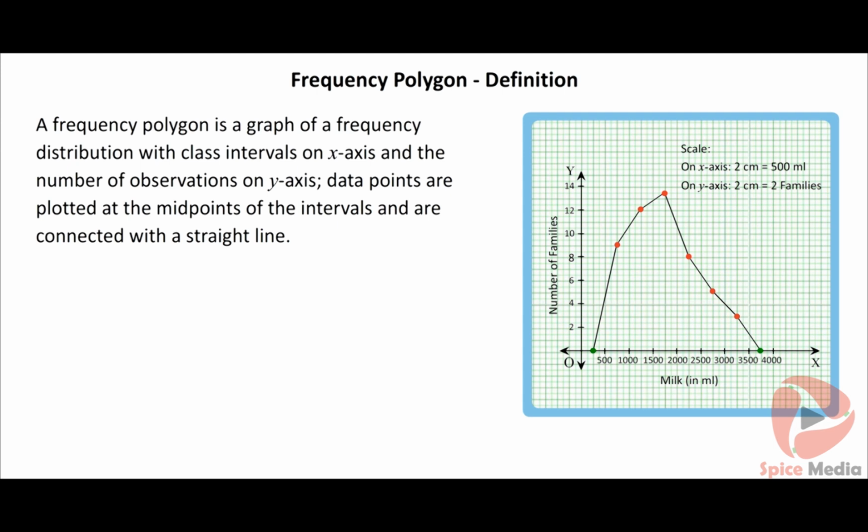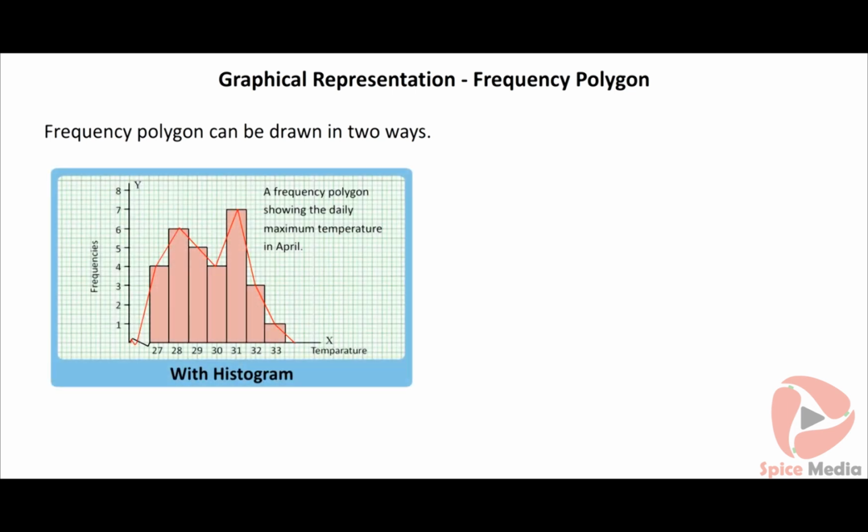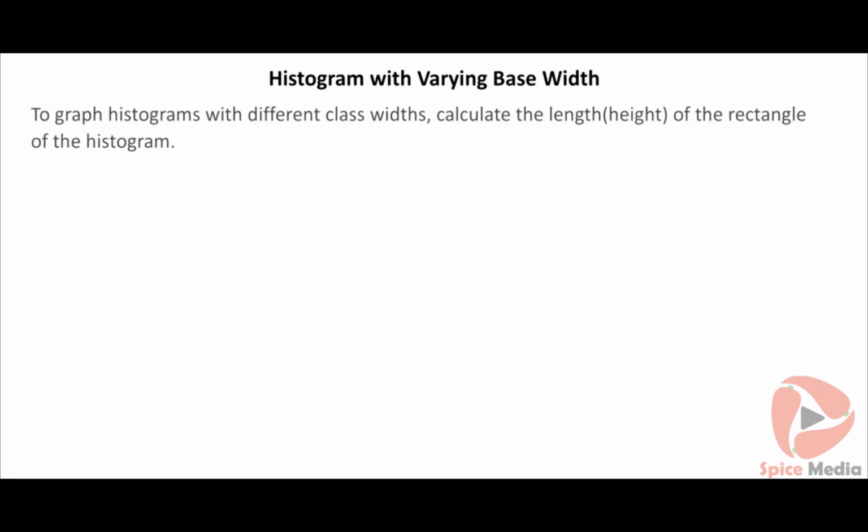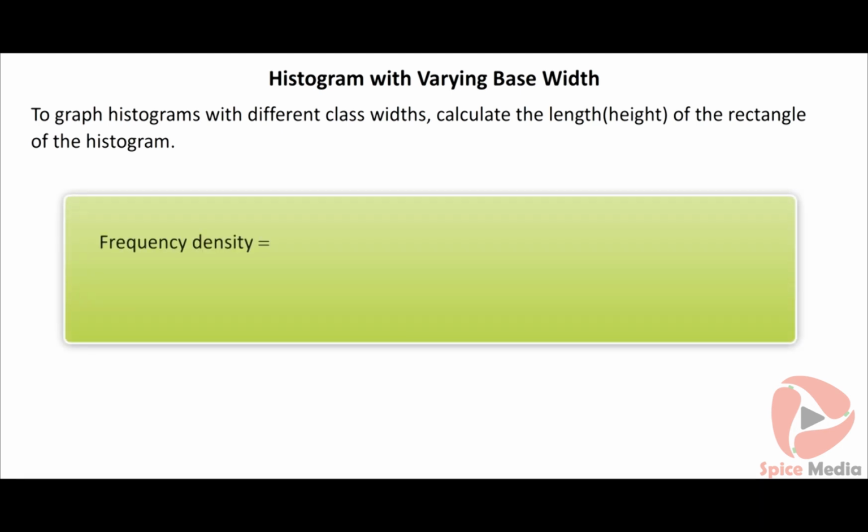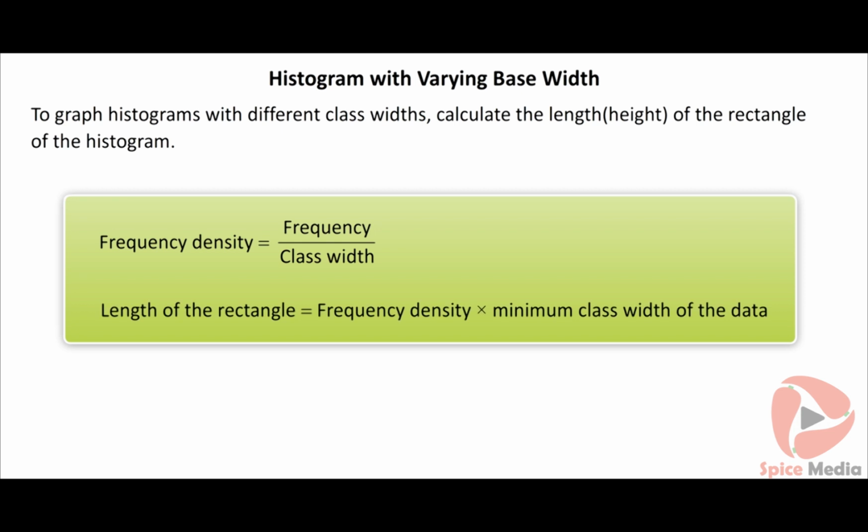Let us learn about frequency polygon. A frequency polygon is a graph of a frequency distribution with class intervals on x-axis and the number of observations on y-axis. Data points are plotted at the midpoints of the intervals and are connected with a straight line. The two endpoints of a frequency polygon always lie on the x-axis. Frequency polygon can be drawn in two ways, with histogram, without histogram.